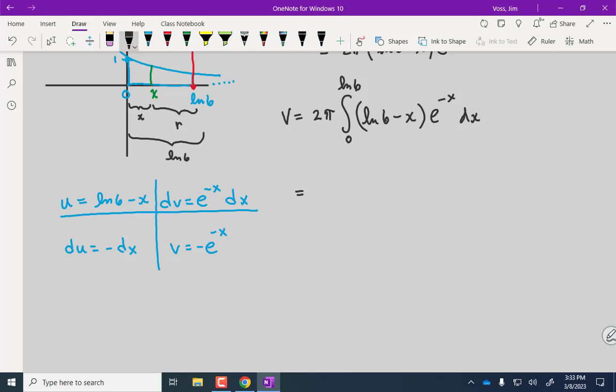All right, so let's see how this plays out. We're going to have this 2 pi out in front, big brackets, and now we have uv. So u is natural log of 6 minus x times v, which is negative e to the negative x. So uv minus the integral. Oh, and let me put my limits of integration in here. This is a definite integral, so we have to have our evaluation notation. So we'll evaluate from 0 to natural log of 6. So uv minus the integral of v du.